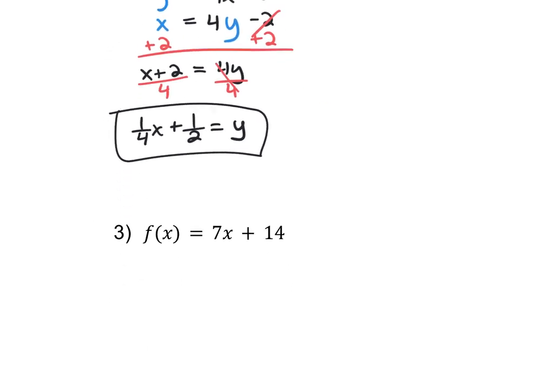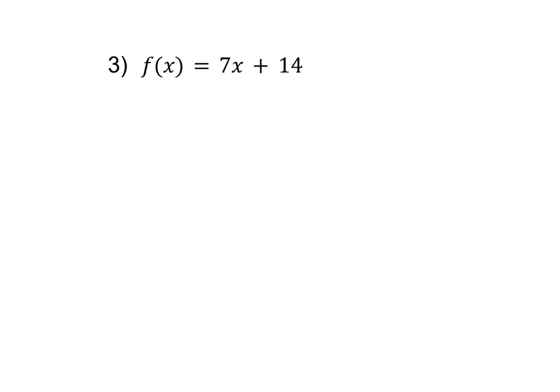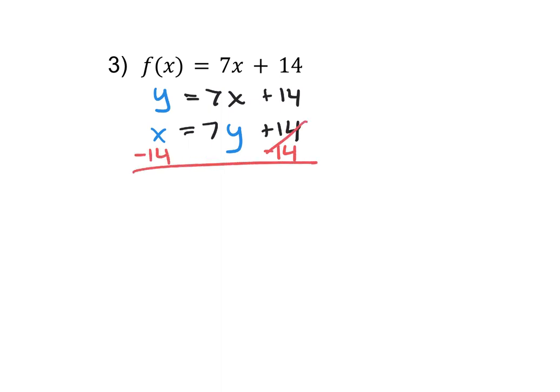Let's do another. Okay, make the f of x y. All right, make it a y. Got it. Switch places with the x and y. Switch them. Check. Well, almost check. Hold on. Okay. Then what? Subtract 14. Subtract the 14. Awesome. That'd be x minus 14 equals 7y. Nice. Divide by 7. Put the entire thing over 7.